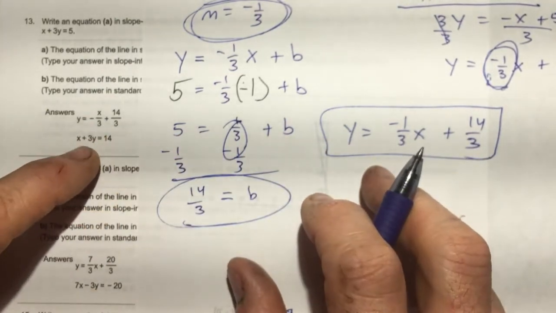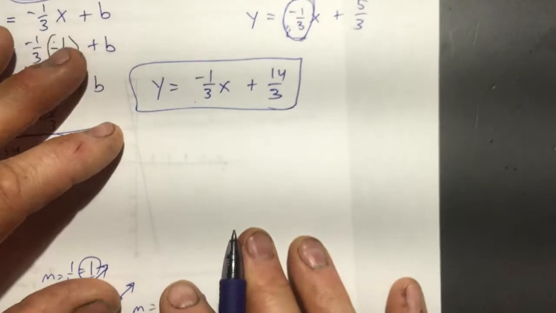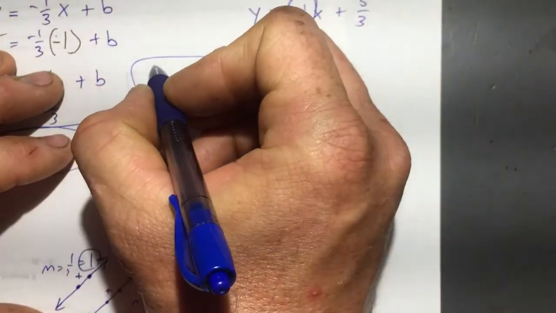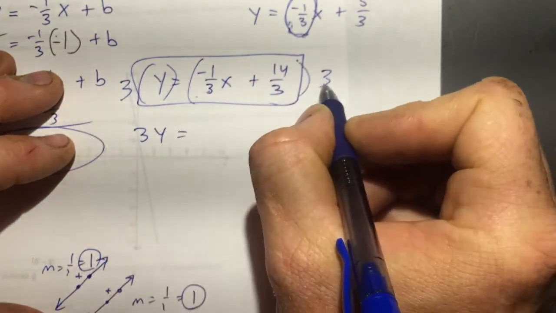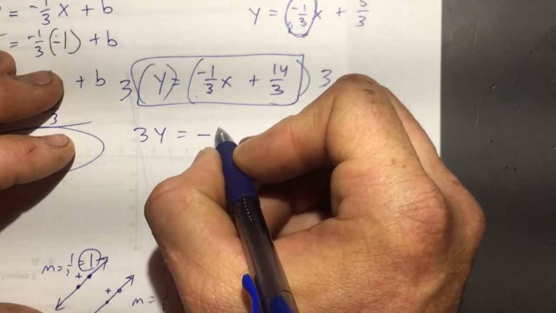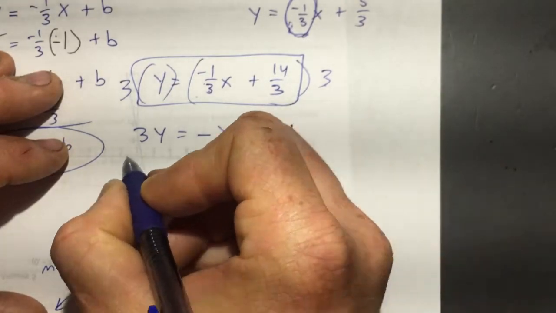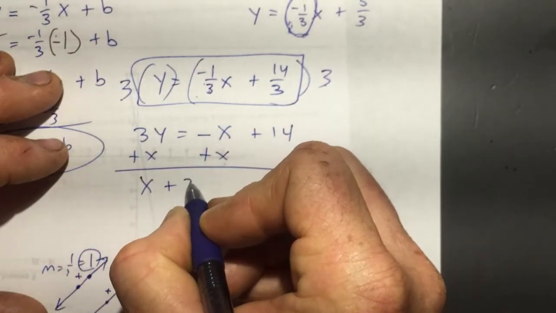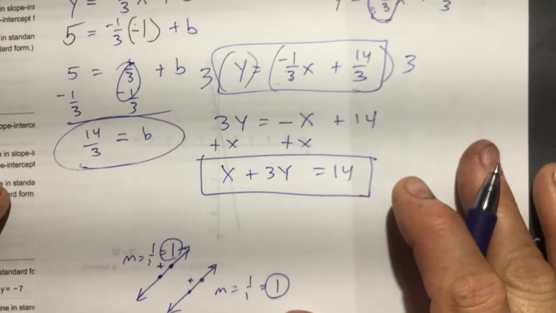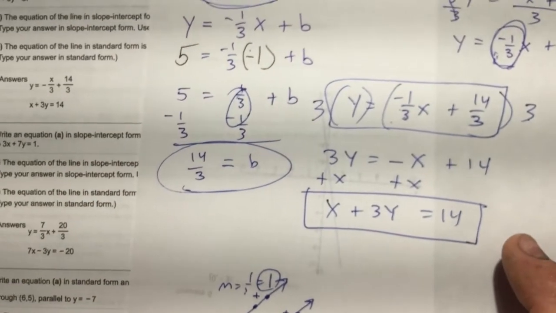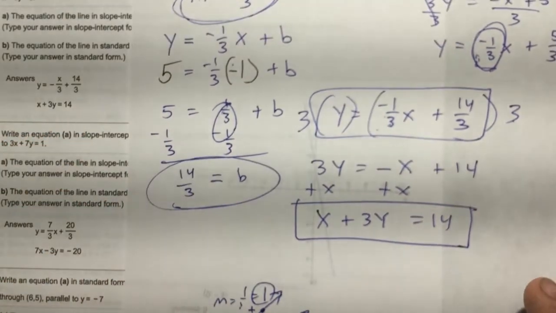So we're right there. Now we got to change it to standard form, which would be this right here. Now to do that, they're fractions, if you remember. We can't have fractions. So I multiply everything by the bottom number, 3. So I have 3y over here. And then 3 times -1/3 would be -1x. 3 times 14/3 would be 14. And then I would add an x to both sides, which gives me x plus 3y equals 14. And there's my equation right there. And that's what they had. Okay. Go back where you see it. That's what they had here. Okay. Now there's a couple like that.